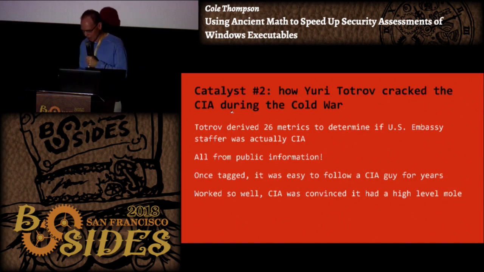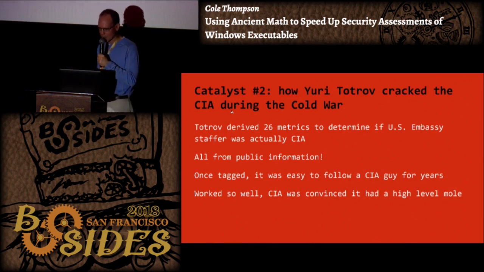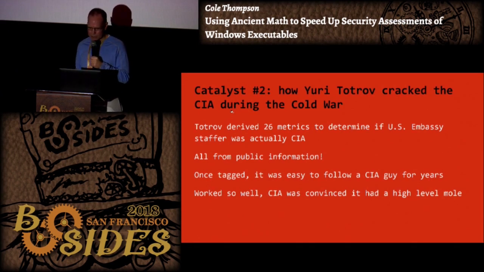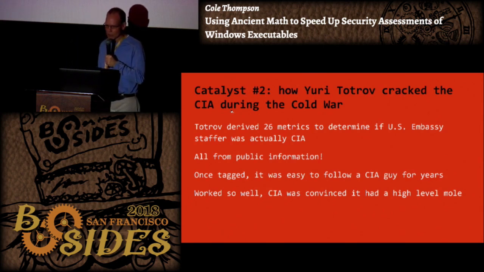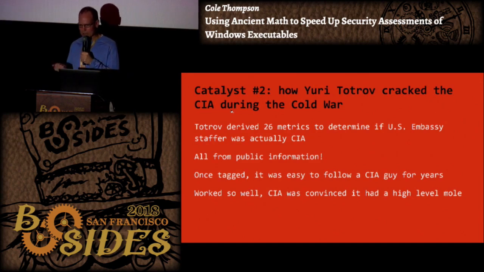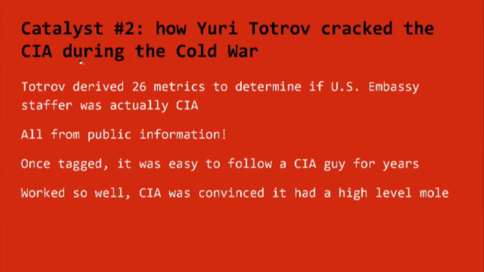And now the second catalyst in my thinking, and what really got me working on this, and what I'll get to here in a moment, was reading a fascinating story from the Cold War about how a KGB agent, Yuri Tatrov, was able to crack the identities of CIA agents on a massive scale. What Tatrov did was determine there were about 26 metrics, or bits of publicly available information, about all the US employees overseas in foreign embassies. Looking at these 26 metrics and using a little deductive reasoning, he was able to figure out quite accurately who were actually State Department people and who were probably actually CIA.